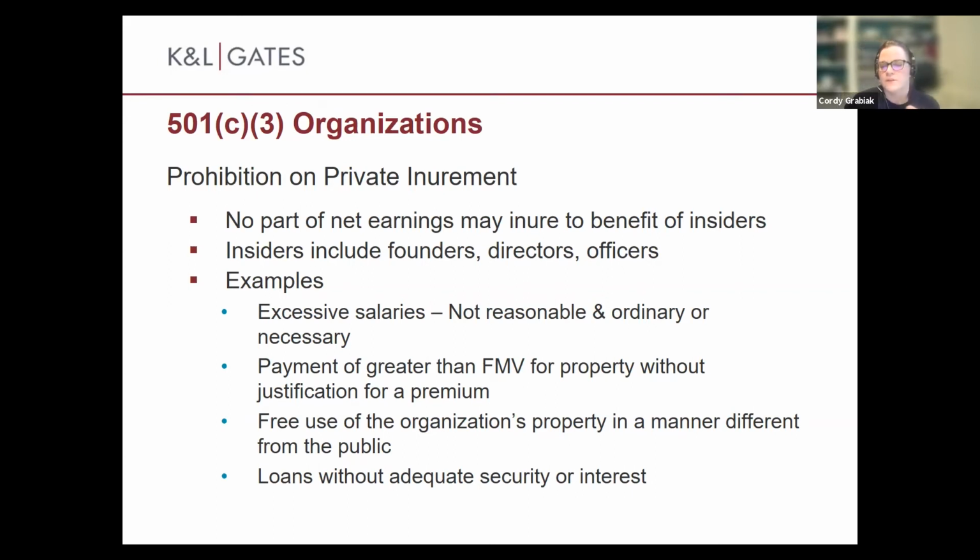So the next couple of slides go into a little more detail on what this prohibition on private inurement means. There are some examples: excessive salaries, payment of more than fair market value for property, loans to insiders without adequate security or interest, and commingling of property, or free use of the organization's property in a manner different from the public. And if any of those things are done for the benefit of the insiders, the founders, the directors, or officers, that can result in denial or loss of exempt status.